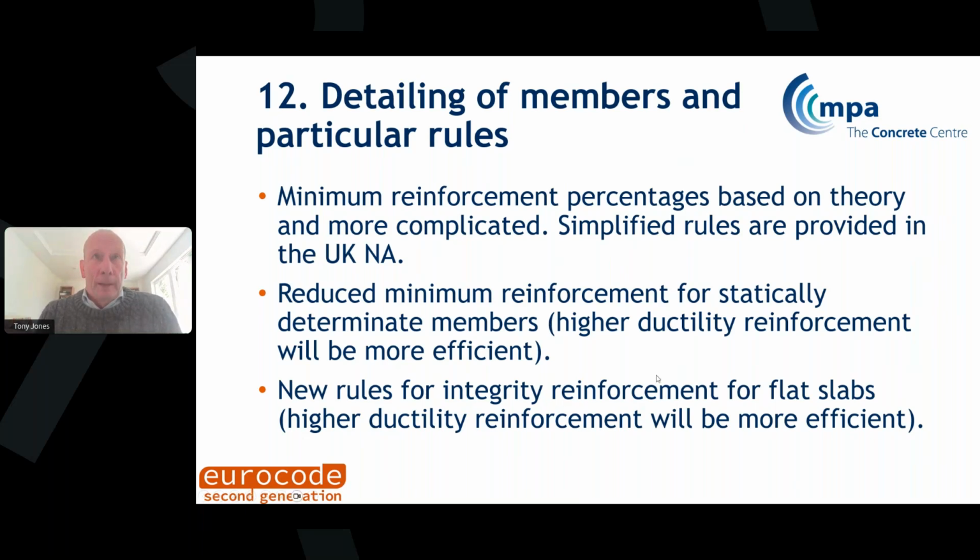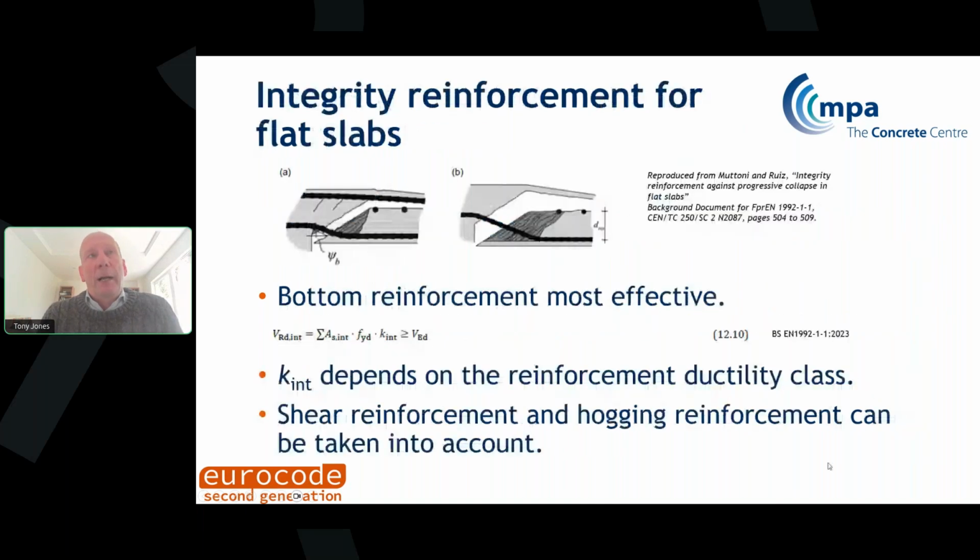you use. And there's also new rules for integrity reinforcement in slabs. This is all based on a mechanism of a post punch and shear failure and hanging your reinforcement. What you'll see is the bottom reinforcement is the most effective. But if you've got links, you can take advantage of the hogging reinforcement. Again, you get a lot of benefit using higher ductility reinforcement.